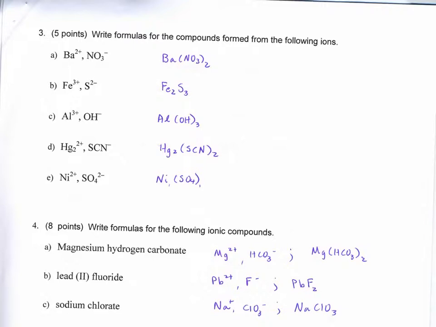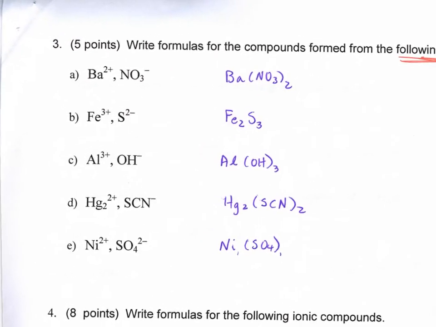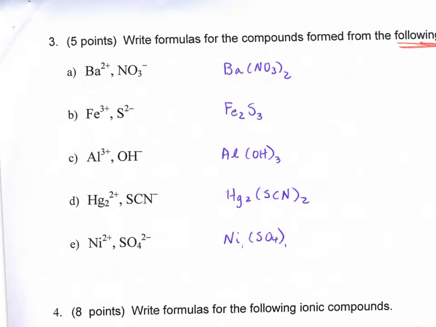So the next page we start in on our ionic compounds, and there are actually 3 sections related to ionic compounds. This first one is where I give you the ions. This is where you crisscross. Let's see if I can zoom in here. Remember, I give you the ion and the charge and the ion and the charge, and you have to crisscross.